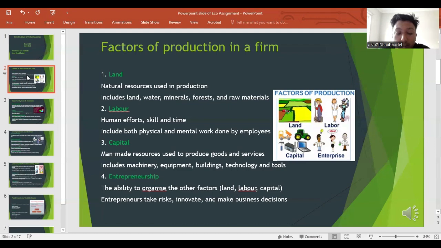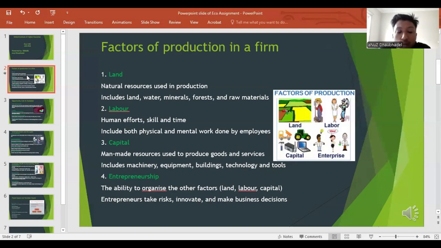And the third one is capital. Capital refers to man-made resources that help produce goods and services. This includes machinery, equipment, buildings, technology, and tools. For example, computers, delivery vans, and factory machines are all forms of capital.